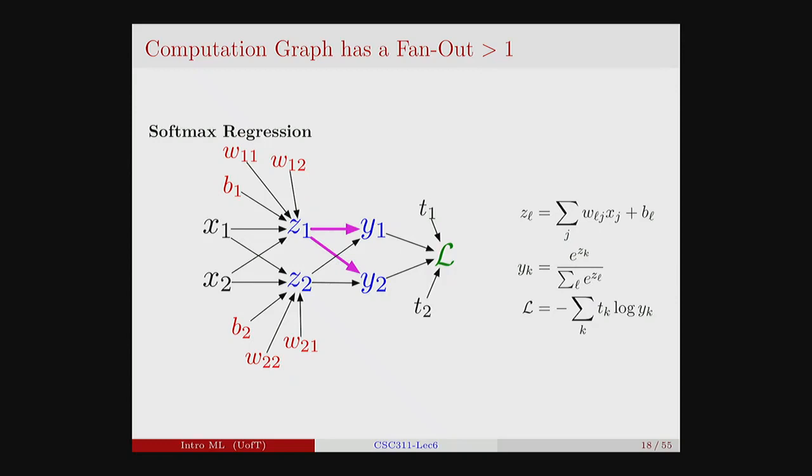Yeah? Just explain what fan out greater than 1 means. So fan out greater than 1 just means that there's a node that has multiple different outputs to it. And there's a reason I'm highlighting the fact that these are 2 models with fan out greater than 1, which we'll get to in the next slide.